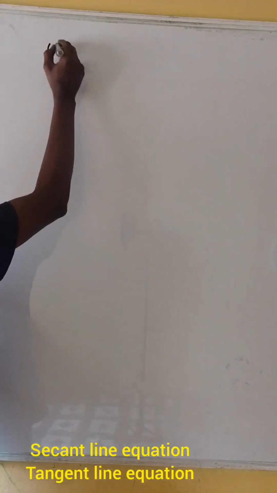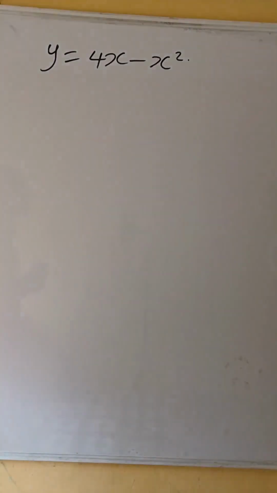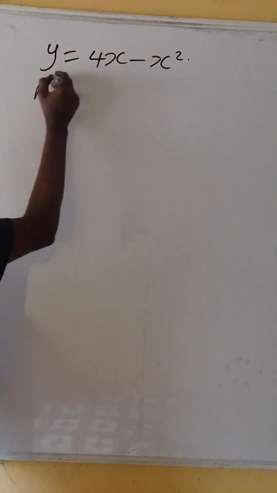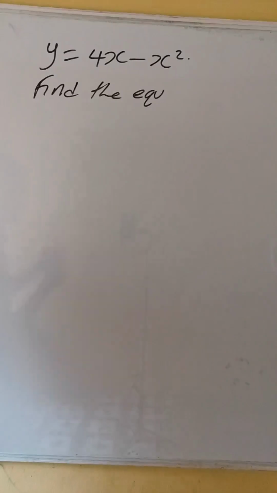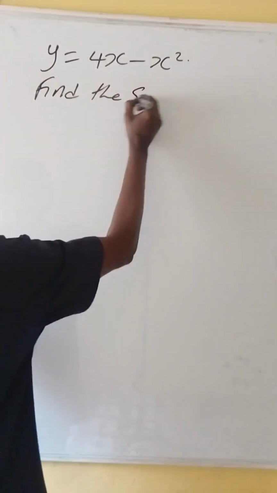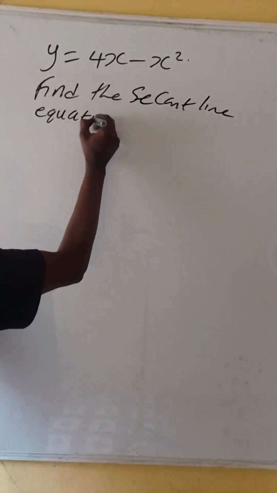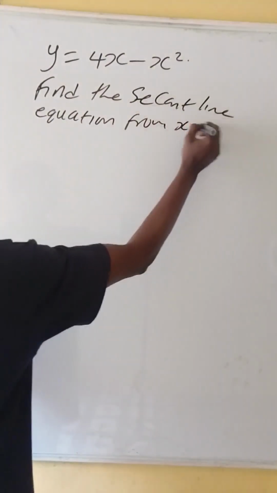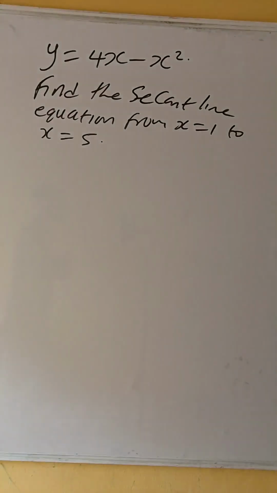We have y equals 4x minus x squared as a function. Y is a function of x, and we are asked to find the secant line equation from x equals 1 to x equals 5. Find the secant line equation from x equals 1 to x equals 5.